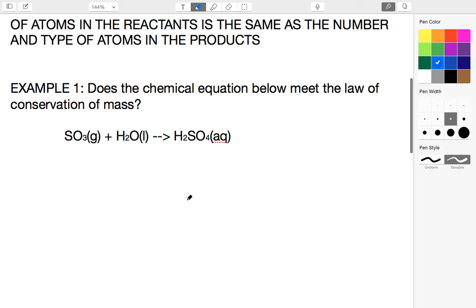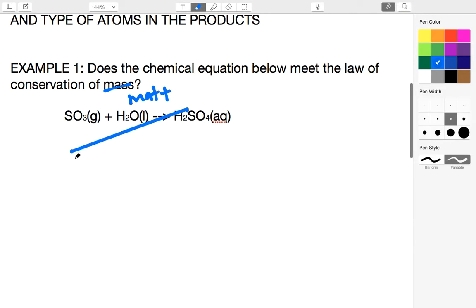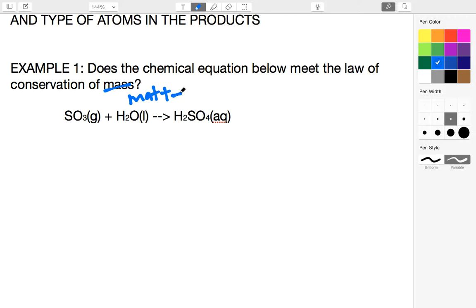Does the chemical equation meet the law of conservation of mass? This doesn't make sense. It should say law of conservation of matter. Uh-oh, it's having a panic attack on me. Erase. Matter.